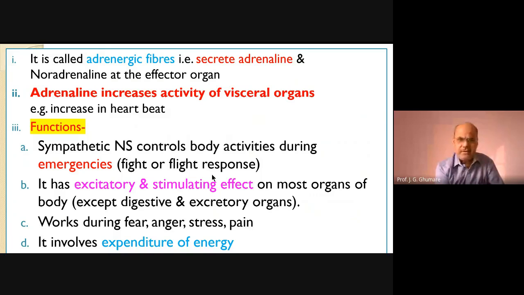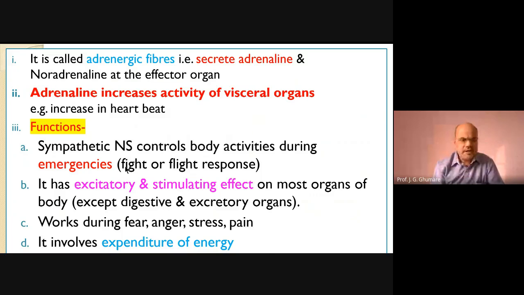Similarly, the excretory organs. Otherwise, the rest of the organs like the heart and kidney will have an excitatory and stimulatory effect from the sympathetic nervous system. It is the one which works during fear, anger, stress and pain, remember. As the system speeds up the rate of organs, this system involves expenditure of energy, remember. That's it. That is the function of the sympathetic nervous system. Simply, I told you, it starts working when we face an emergency.